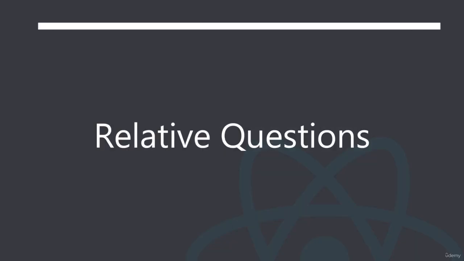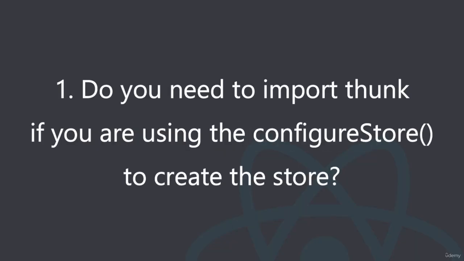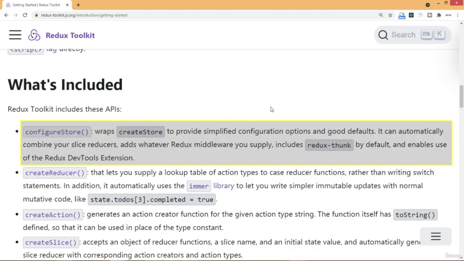So one question I would like to raise here is, do you need to import thunk if you are using the configure store method to create the store? So the answer is of course not. So basically you do not need to combine the reducers when you are using the configure store, and you don't even need the Redux thunk to implement, because it is enabled and the dispatch object will be available with the configure store itself.